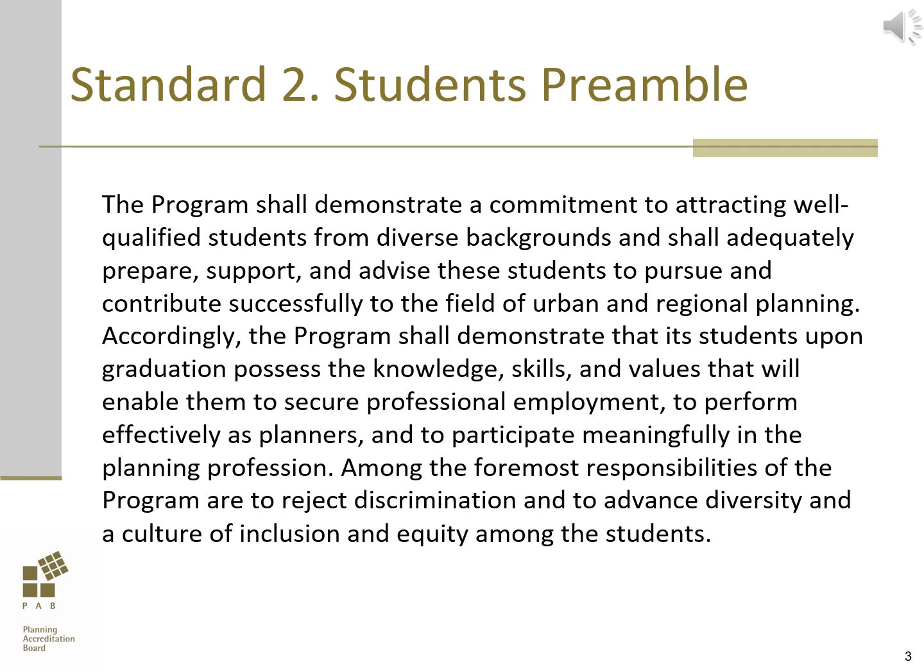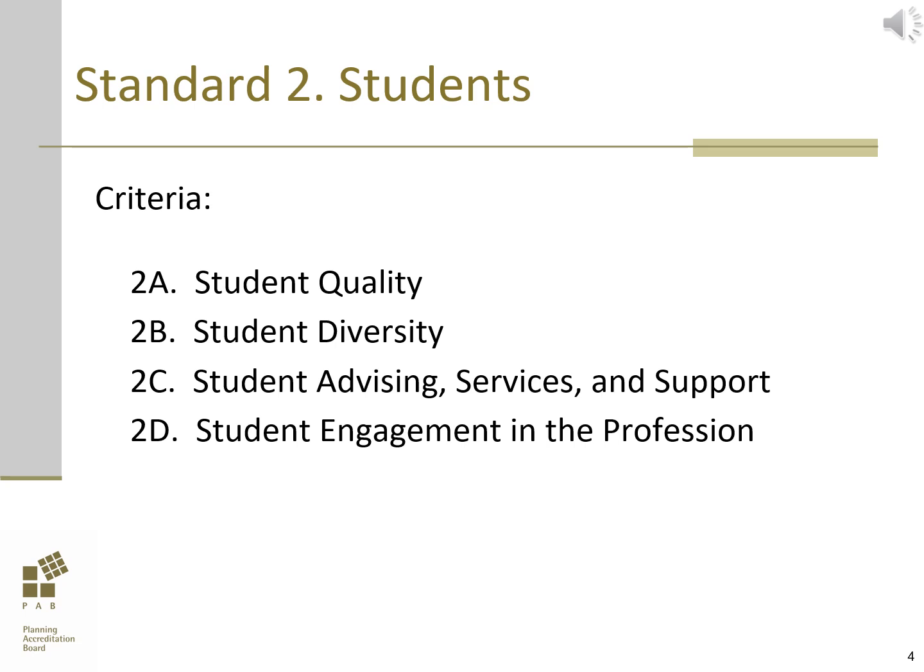Among the foremost responsibilities of the program are to reject discrimination and to advance diversity and a culture of inclusion and equity among the students. There are 4 criteria within the student's standard. Let's address each one in turn. For each, we will review the text of the criterion, highlight PAB's expectations regarding compliance, and share some situations that may challenge that compliance. Examples are meant to illustrate situations that might be red flags for site visitors. They are not intended to serve as strict definitions of lack of compliance.